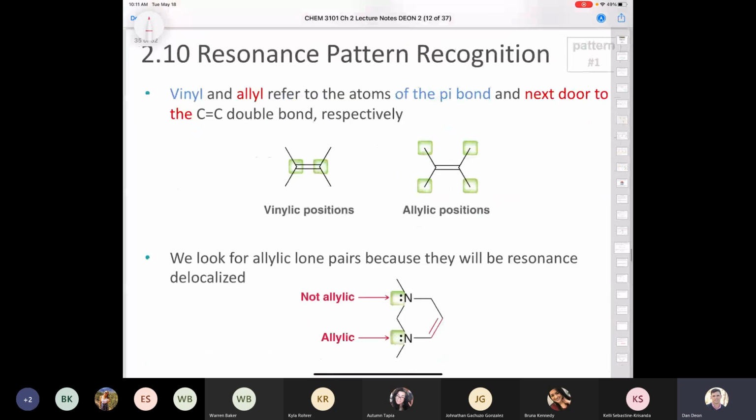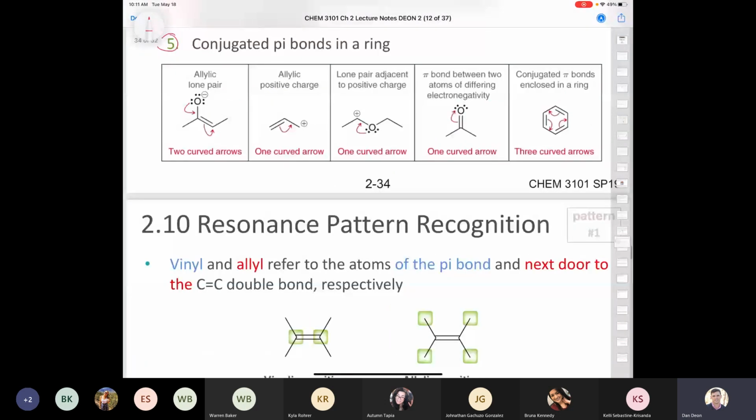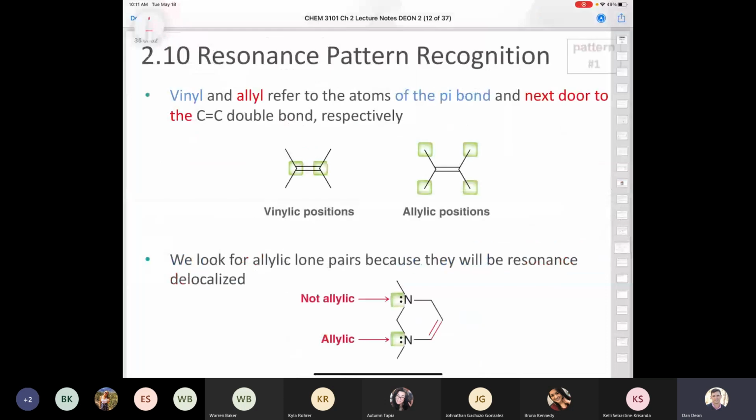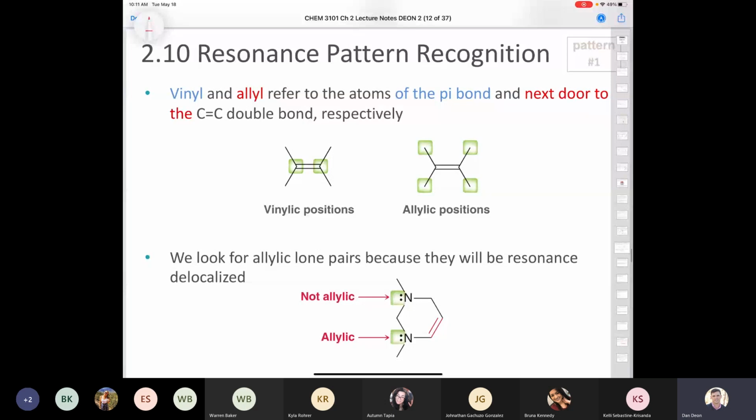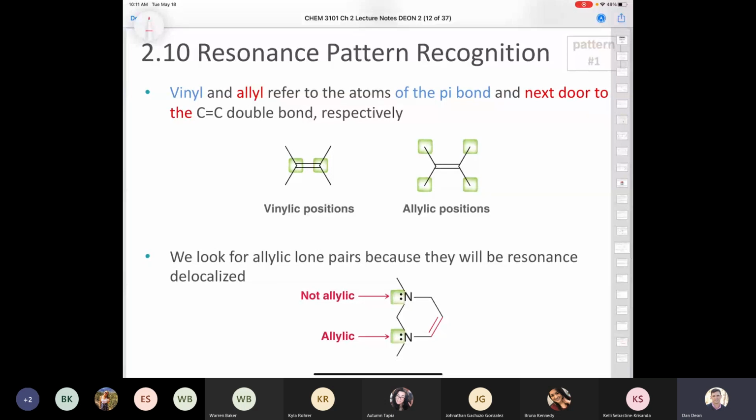The first one is what? The allylic lone pair. So the first thing we've got to do is define what is called a vinylic and an allylic position in a molecule. The vinylic and allylic positions refer to when we have a carbon-carbon double bond: the carbons that are involved in the double bond are called the vinylic positions. So the actual carbon, that position, is called the vinylic position. If you go 1 carbon away, these are called the allylic position. So we're going to talk about an allylic lone pair and an allylic carbocation.